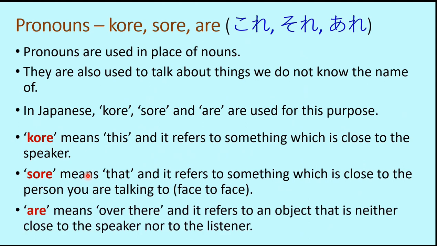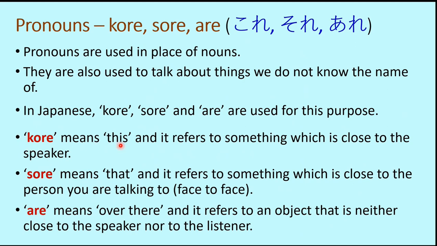It means over there. That means it refers to something that is neither close to the speaker nor to the listener. So for example, if I am pointing towards a mountain which is at a far away place, then it will be are. Are wa yama desu means that is a mountain over there. So kore, sore, are. I hope the difference is clear.